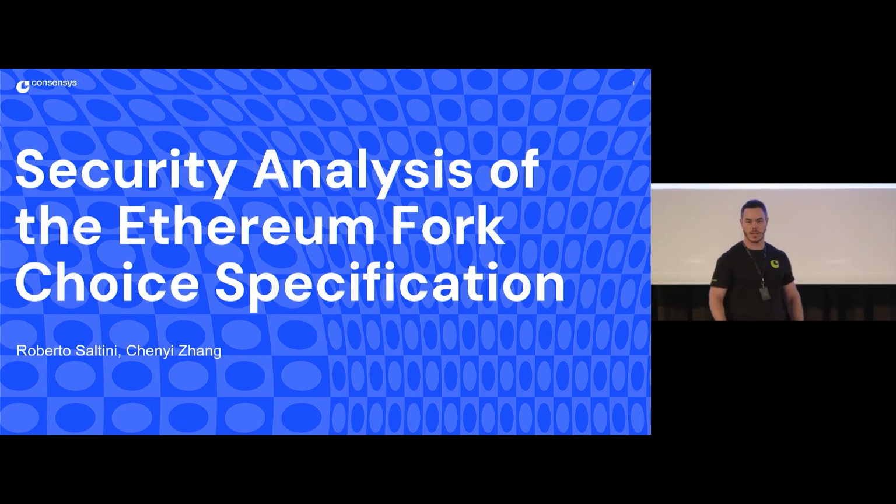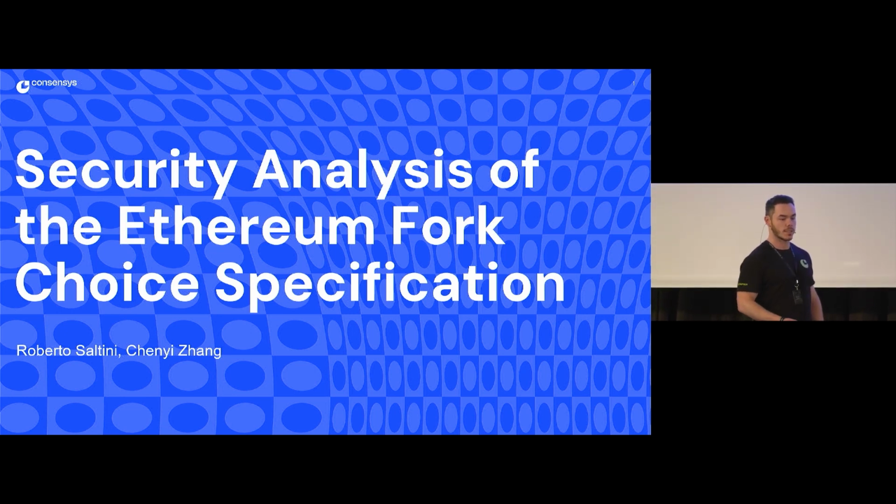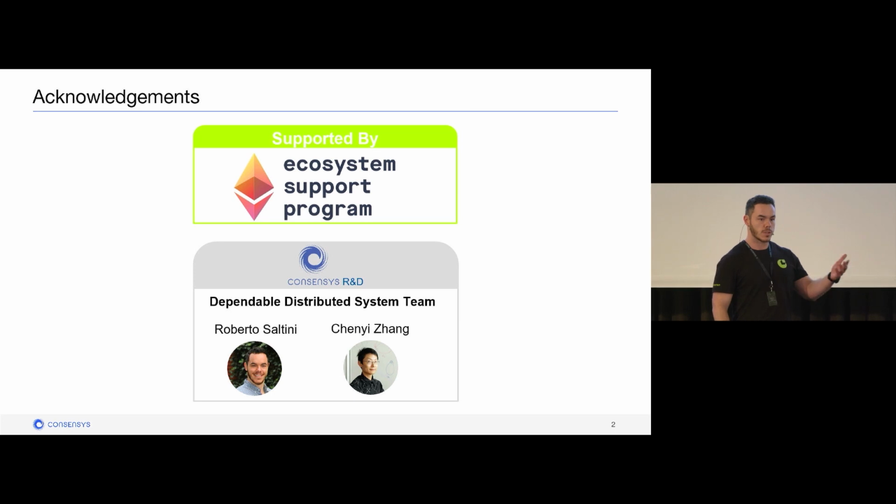My name is Roberto, and I'll present on our work on the security analysis of the Ethereum fork choice specification, which is a fundamental component of the consensus layer of Ethereum. This project was supported by an Ethereum grant and was done together with my colleague Chenyi at the Dependable Distributed System team at Consensus.